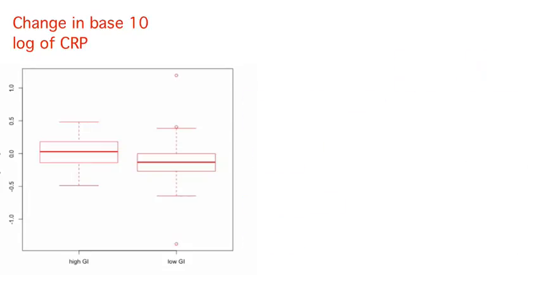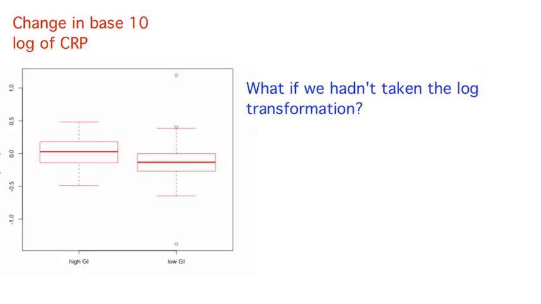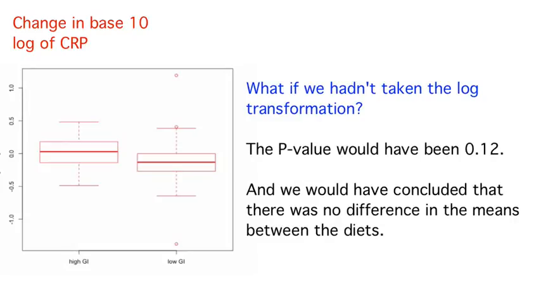You may also wonder what would have happened if we hadn't taken this log transformation of CRP. After all, we're carrying out a t-test, and t-tests are extremely robust against departures from the condition of needing normally distributed data. In this case, the p-value would have been 0.12, and we would have made the opposite conclusion. We would have concluded that there was no difference in the means between the diets. So although the t-test is robust, it doesn't work in every situation, and it's important to take a look at the data first.